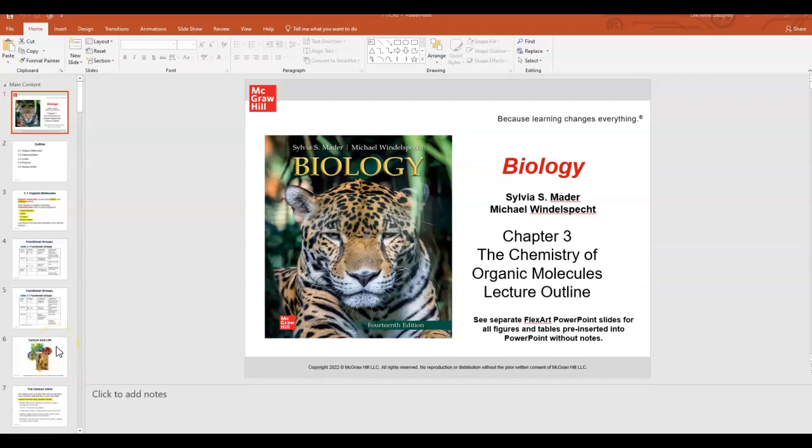These are the lecture notes for Chapter 3. This is also a chemistry chapter, but it is going to focus on the chemistry of organic molecules, and that means that these are the 4 primary molecules that are found in living things, and all of them contain carbon and hydrogen together.